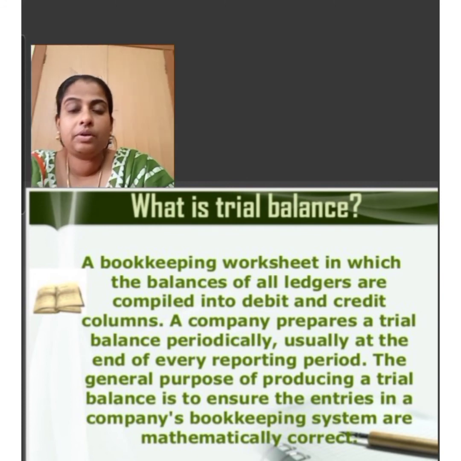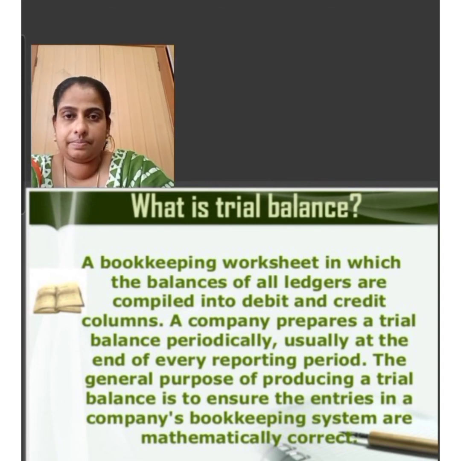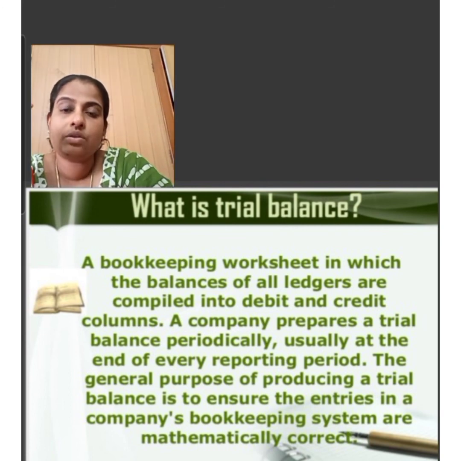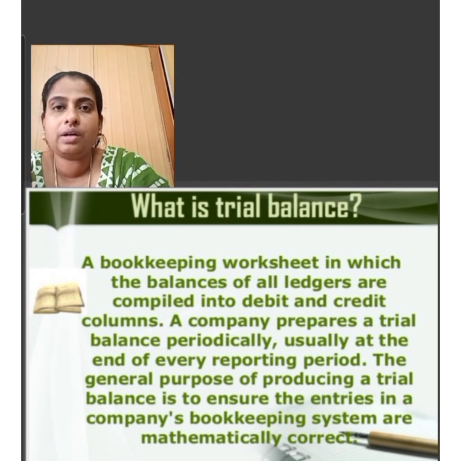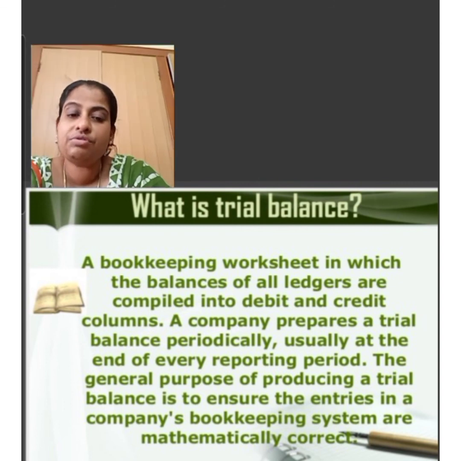Then last important feature of trial balance is if both debit and credit side have the same total, for example, debit side total of rupees 6 lakh and credit side also a total of rupees 6 lakh, it does not mean that there is no mistake in accounting. These are the important features of trial balance.